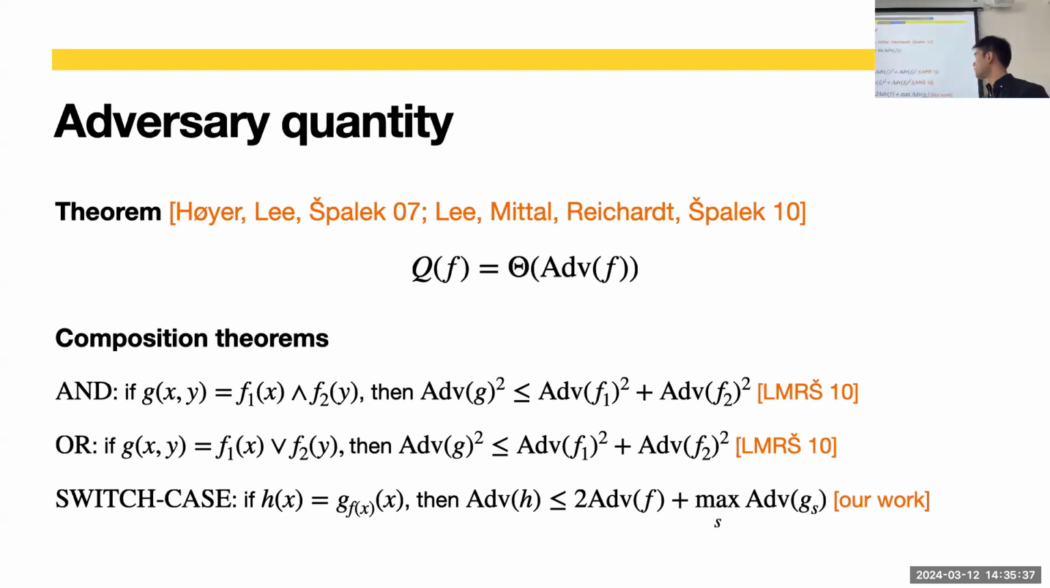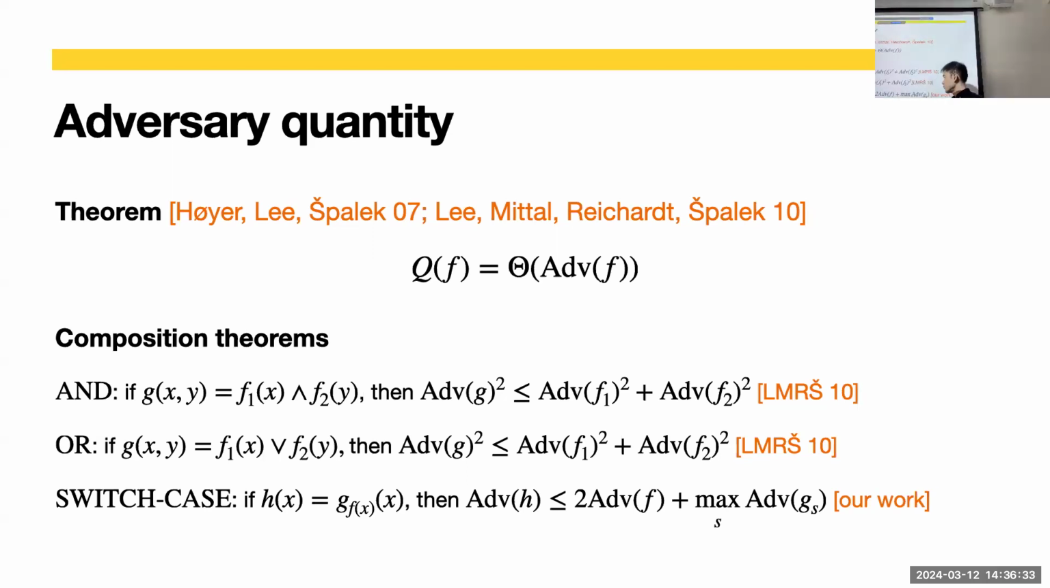The composition theorems allow us to determine the adversary quantity of a function that is composed of subfunctions. So for example, if you have a function g that's defined to be essentially f1 and f2, then the adversary quantity of g squared is at most the adversary quantity of f1 squared plus the adversary quantity of f2 squared. Analogously, you can also prove the same expression for the OR case.